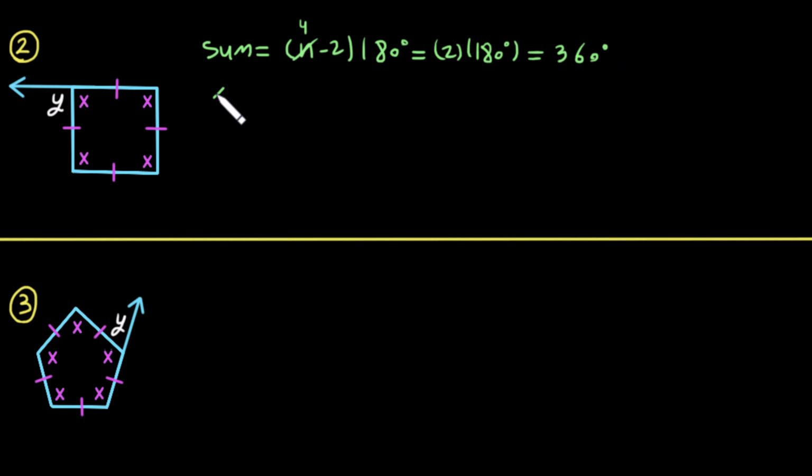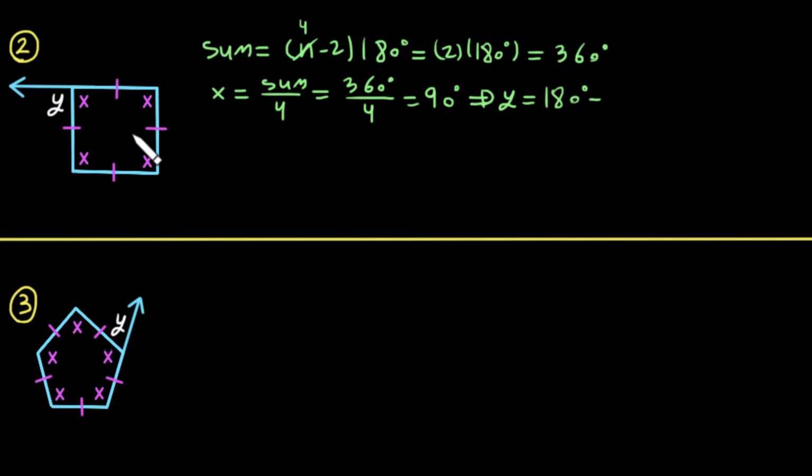Now to find x, it equals the sum divided by the number of the angles. So here it will be 4. The sum is 360 degrees divided by 4. We know 36 divided by 4 is 9, and here we have to put 0. Then here the degrees. So x equals 90 degrees. How to find y? As we know, this is a straight angle. So it will be 180 degrees minus this x, which is 90 degrees. So 180 degrees minus 90 degrees, so it will be 90 degrees.